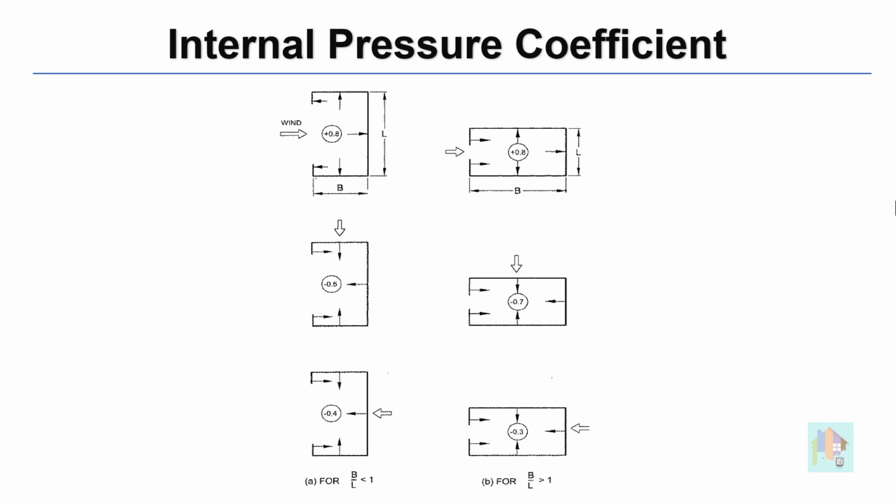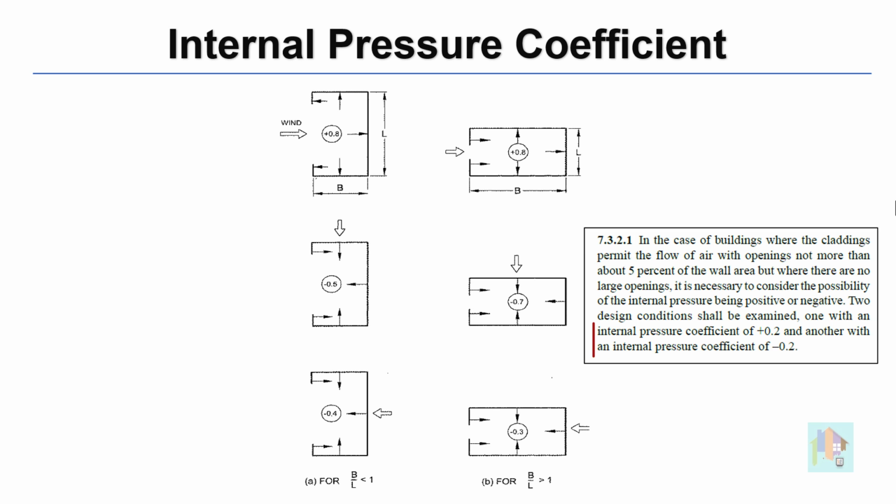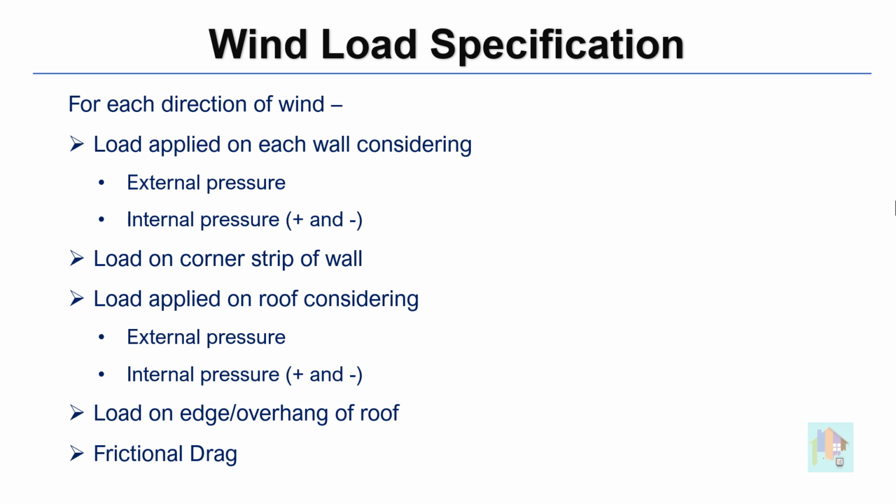Depending on the nature of opening and other factors, internal pressure can oppose the external load or increase it. That's why the code suggests considering both these conditions during analysis and using the results which produce the worst effect. By the way, for each wind direction, we need to combine all load components applied on side walls and on the roof. For any multi-story cladded building like a residential or commercial building, it is relatively easy to apply wind load as we only need to consider pressure on the walls.